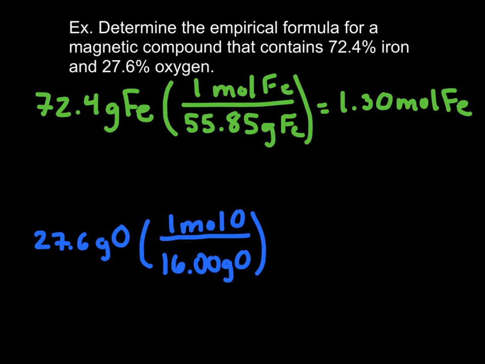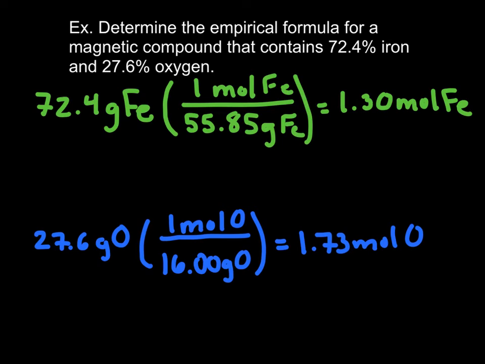When we do this math on our calculator, we should get 1.73 moles of oxygen. So the second step has been completed. Let's recap for a second. We took our percentages and we dropped the percent sign and added a G for grams, because we're assuming that we have a 100-gram sample. We then converted these mass values to moles of each of the elements.